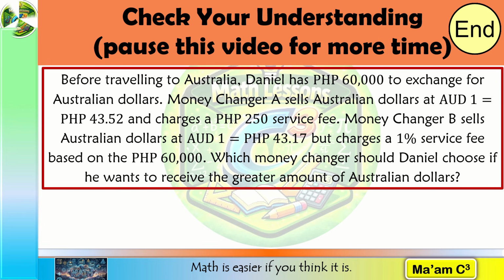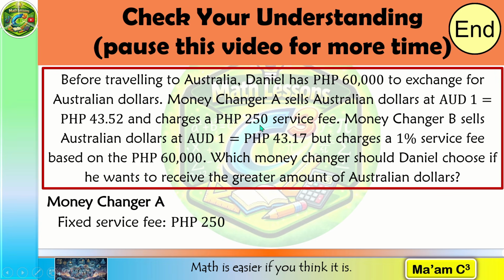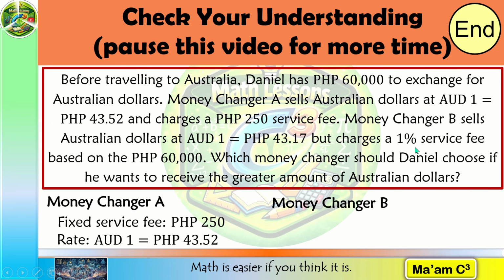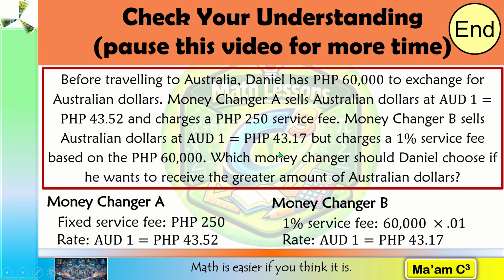Let's determine what we know. For Money Changer A, we know that there is a fixed service fee of 250 pesos and the rate is 1 AUD equals 43.52 PHP. For Money Changer B, we know that it charges 1% service fee based on the 60,000. So the 1% service fee is 60,000 times 0.01. And the exchange rate is 1 AUD equals 43.17 PHP.